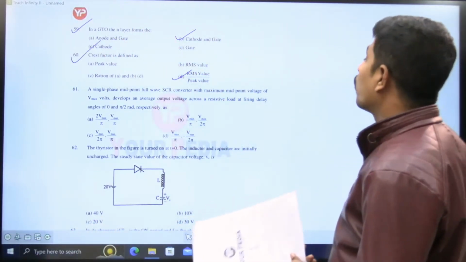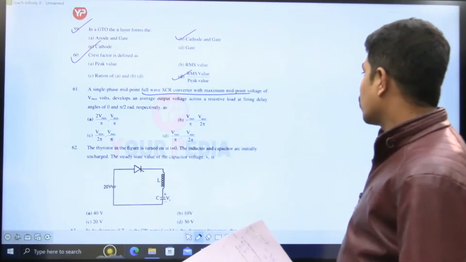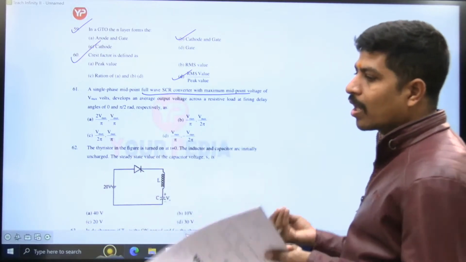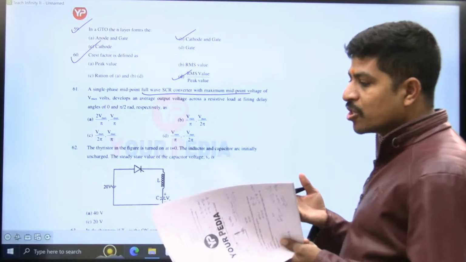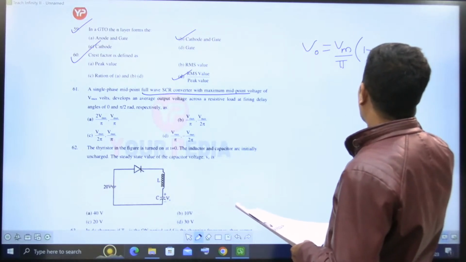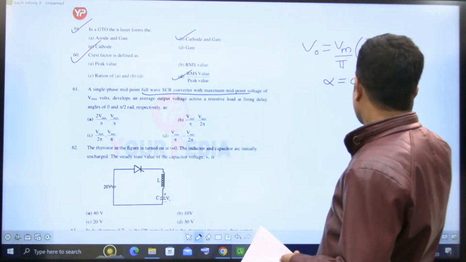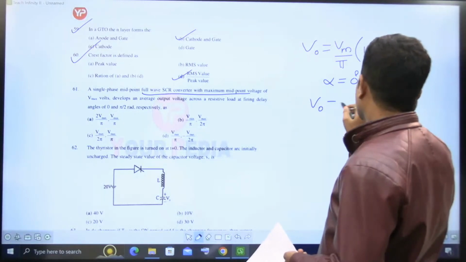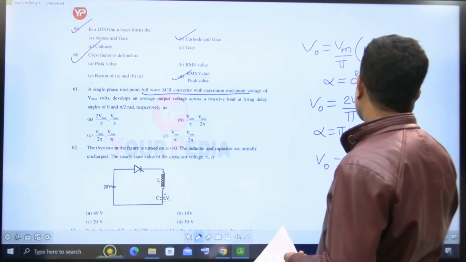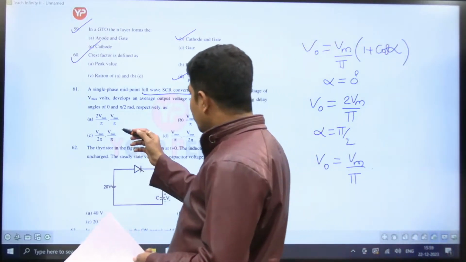Next, a single phase midpoint full wave SCR converter with maximum midpoint voltage of Vmax develops an average output voltage across a resistive load at firing angle delays of 0 and pi by 2 respectively. V naught is equal to Vmax by pi into 1 plus cos alpha. For alpha equal to 0 degrees, cos 0 is 1, 1 plus 1 is 2, so it is 2Vm by pi. For alpha equal to pi by 2, cos is 0, so it is Vm by pi. The answer is 2Vm by pi, Vm by pi.